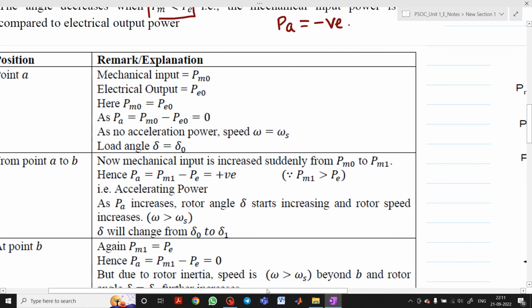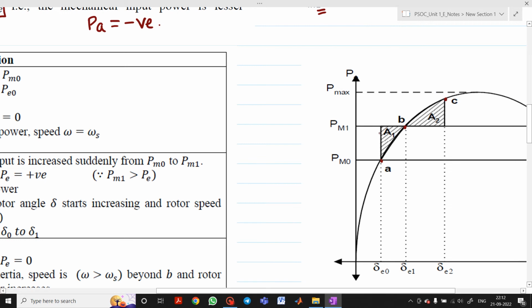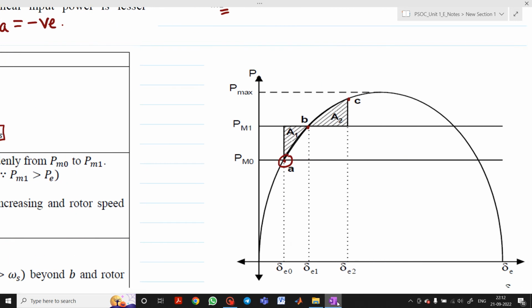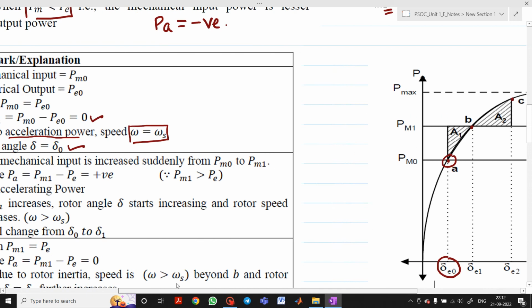Now if you see at point A, what do you observe? Please see it carefully. Here this is point A. This is your mechanical input PM0, and this will be your electrical output PE. So here we can say PM0 equals PE0, therefore acceleration will be equal to 0. As there is no accelerating power, the speed will be exactly equal to synchronous speed, and the load angle will be delta 0. That's why in the figure we have represented this as delta 0, or delta E0, whatever you can write as per your notation.